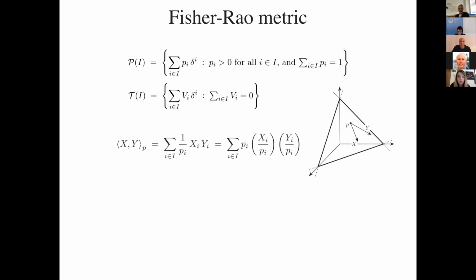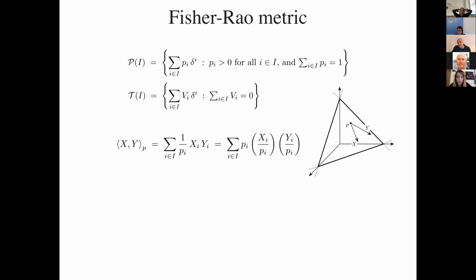Now let's have a look at the Fisher-Rao metric. This was the definition that I had previously. And you can interpret the Fisher-Rao metric in the following way. If you rewrite it this way, you see it's simply an L2 product. It's an integral of the product of these 2 quotients, and you integrate with respect to the base point. So that would be the base point.